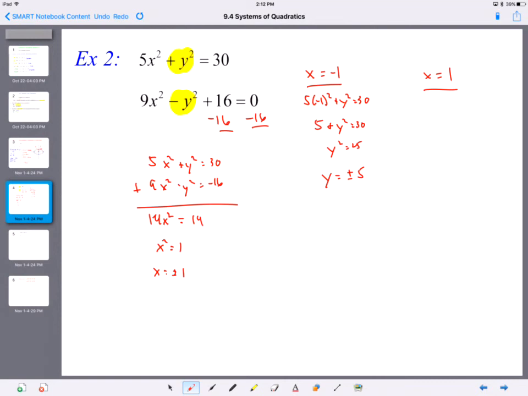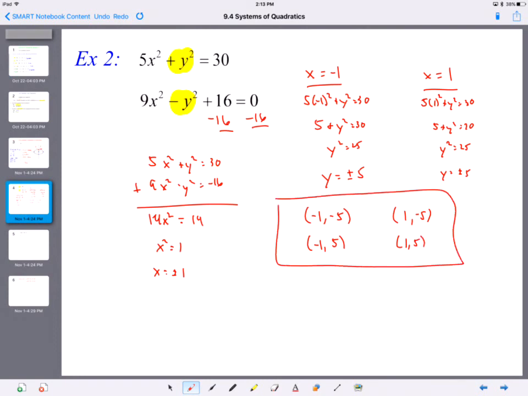Same thing when we go to plug x equals 1 in. We get 5 times 1 squared plus y squared equals 30. And then we get 5 plus y squared equals 30 because you're squaring the 1, so you're going to get the same thing. Y squared equals 25, and y is equal to plus or minus 5. So what are our solutions? Well, we got a couple here. When x is negative 1, y is negative 5. When x is negative 1, y is positive 5. And then when x is 1, y is negative 5, and when x is 1, y is positive 5. So there's actually 4 places that they intersect.